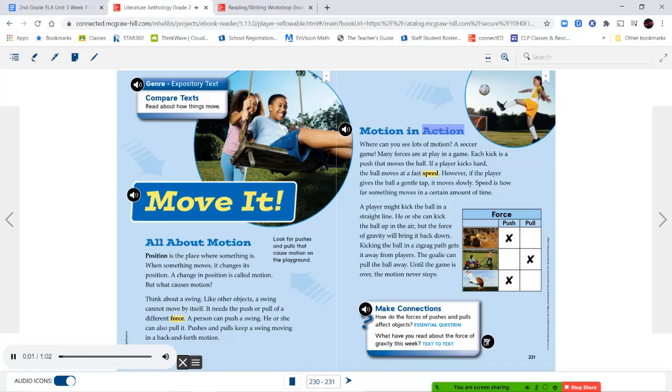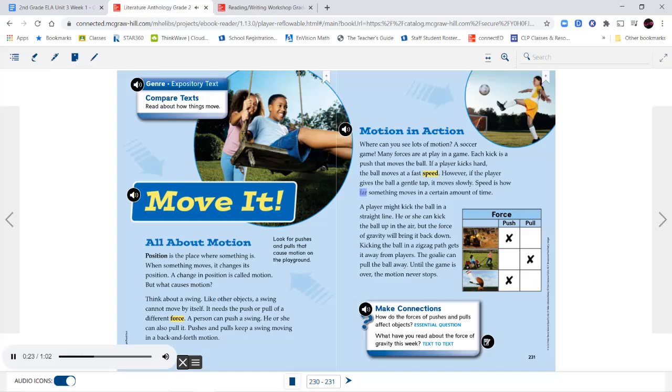Motion in action. Where can you see lots of motion? A soccer game. Many forces are at play in a game. Each kick is a push that moves the ball. If a player kicks hard, the ball moves at a fast speed. However, if the player gives the ball a gentle tap, it moves slowly.